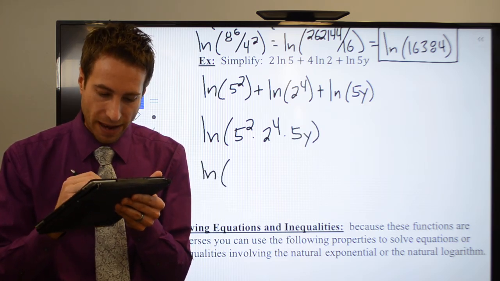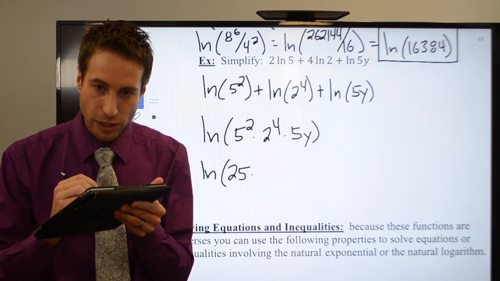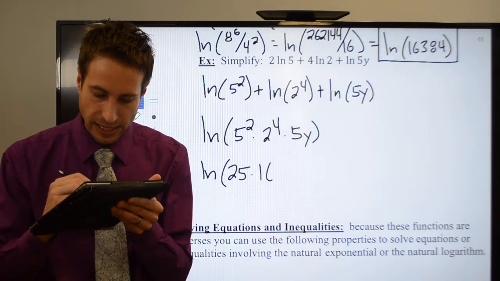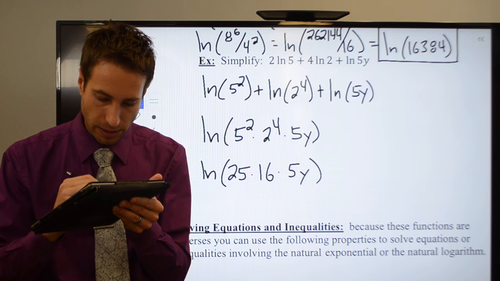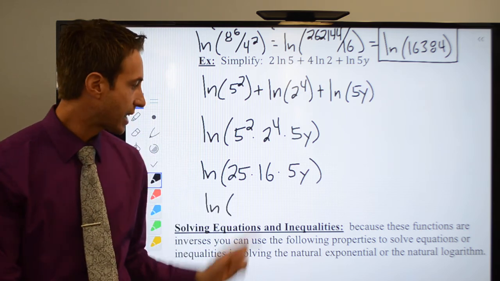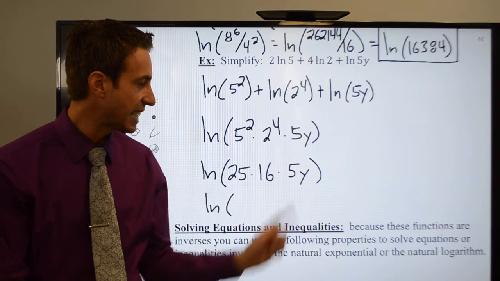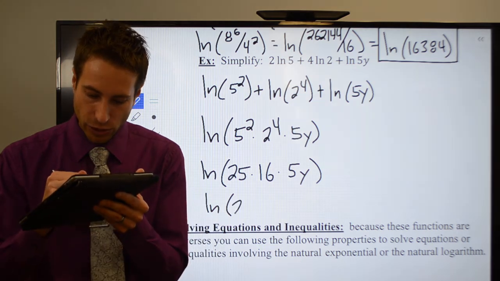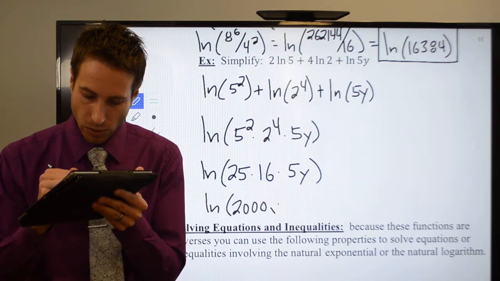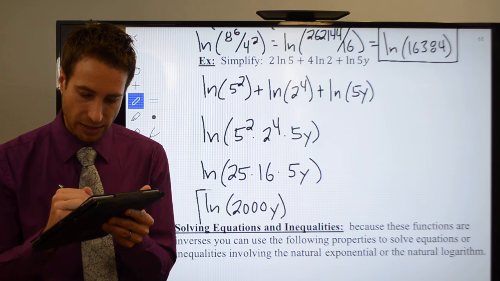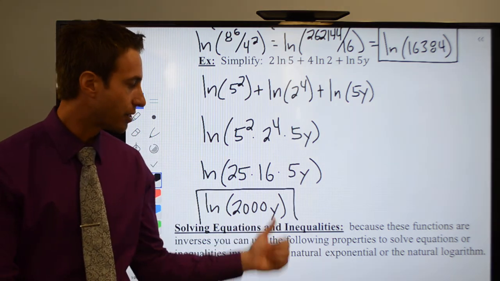5 squared is 25. 2 to the 4th is 16. Multiply those together. 25 times 16 times 5 is going to be 2,000y. So it simplifies down to the ln of 2,000y.